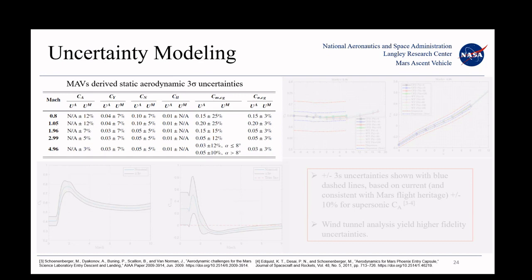You can see we're getting 12% for multipliers to the axial force. We got 25% for CMCG at 0.8 and 105, and obviously it drops as we're increasing Mach number. Obviously, we don't have any wake flow discrepancies here.